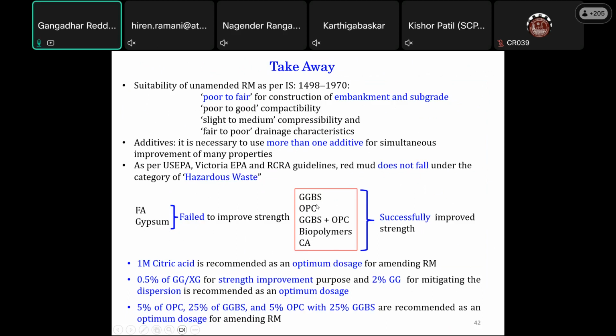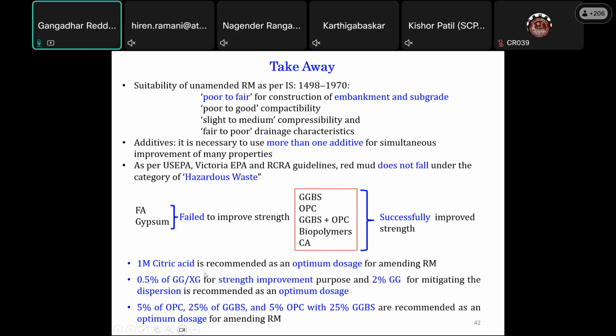Whereas you can see GGBS and OPC are pozzolanic materials, and red mud doesn't have much pozzolanic reactivity. That's why we need more cementitious material like OPC and GGBS, then only we can use them. Biopolymers also increase strength, but it is because of the bonding nature, not the reaction or pozzolanic reactivity.